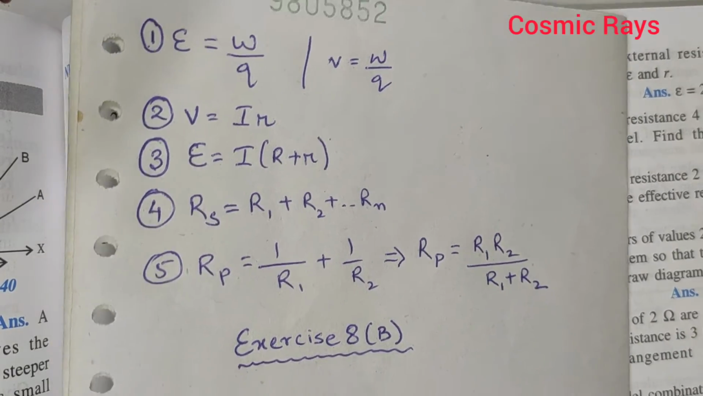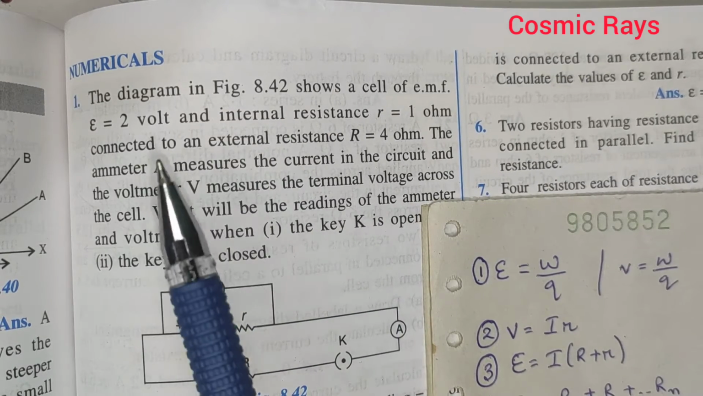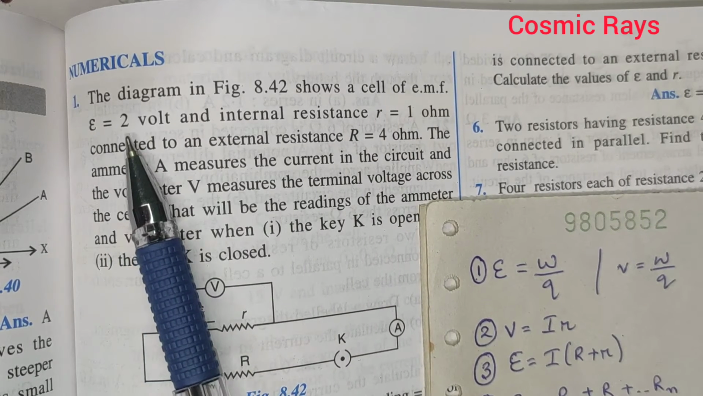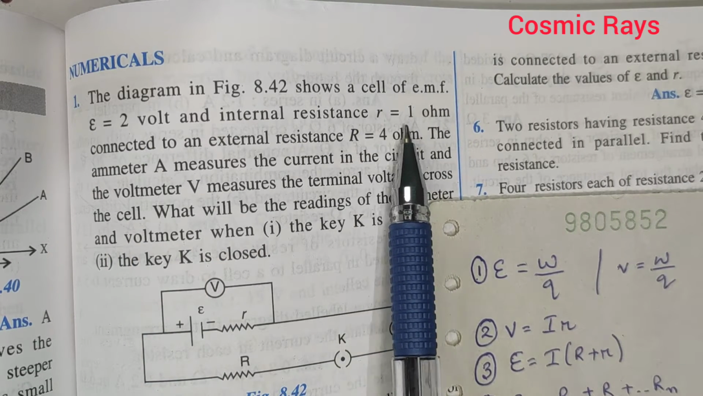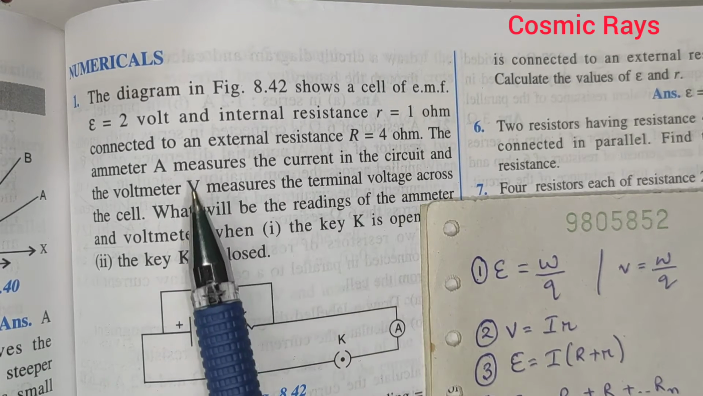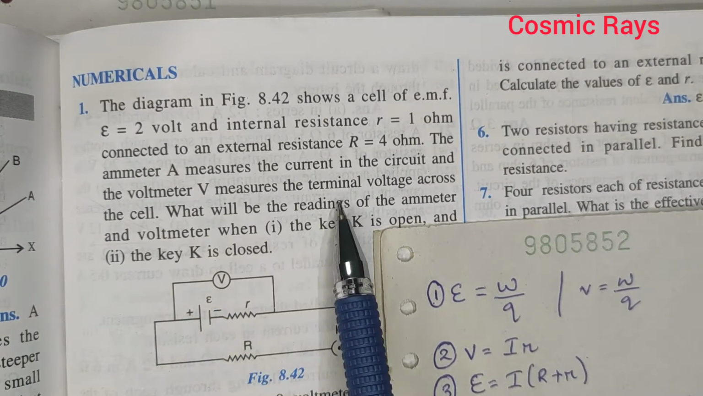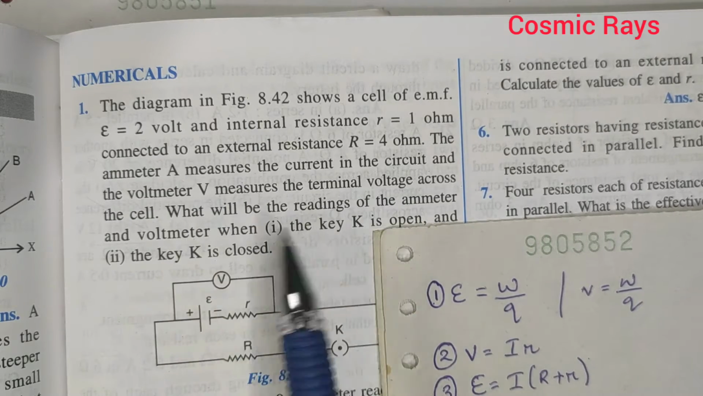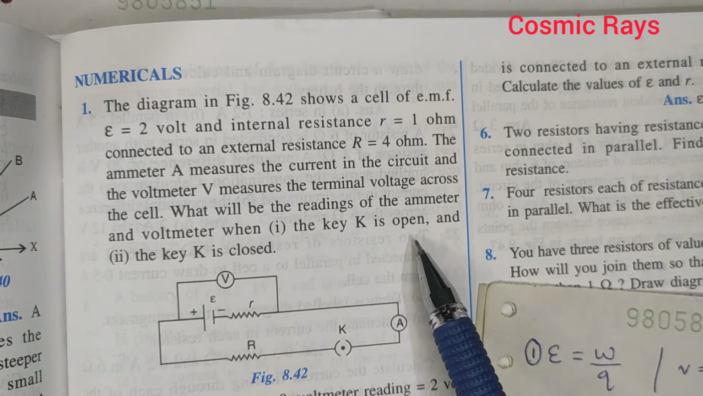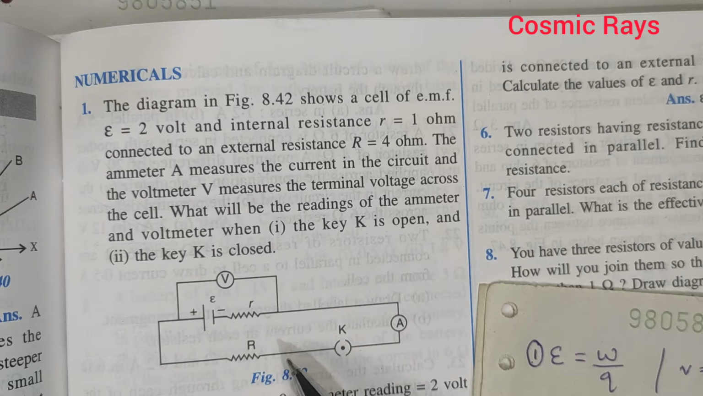Now let's take a look at the first question of exercise 8B. It says, the diagram in figure 8.42 shows a cell of EMF 2 volt and internal resistance r equal to 1 ohm connected to an external resistance R equal to 4 ohm. The ammeter A measures the current in the circuit, and the voltmeter V measures the terminal voltage across the cell. What will be the readings of the ammeter and voltmeter when the key K is open, and number 2, the key is closed? So this is the figure given to us.